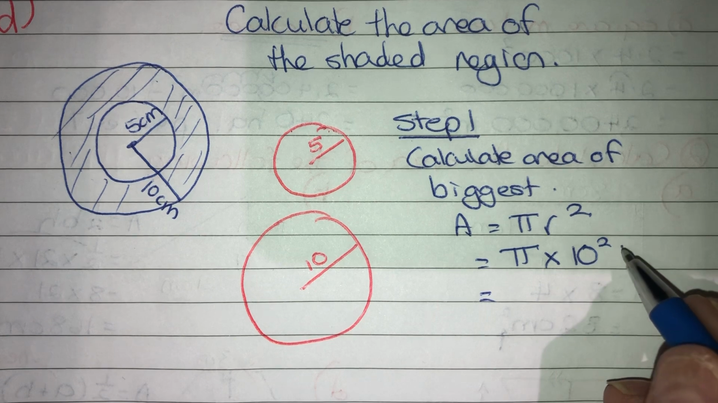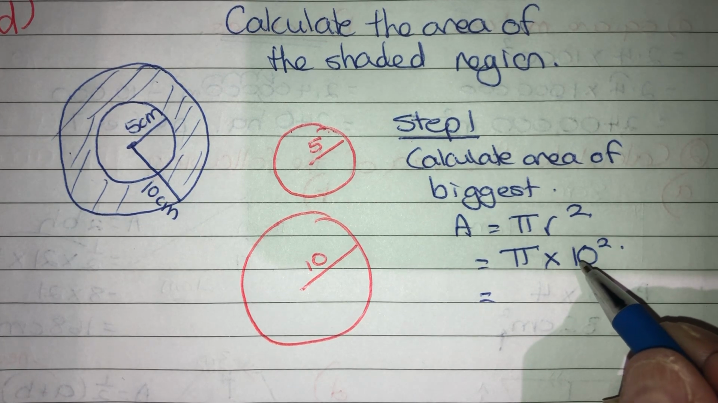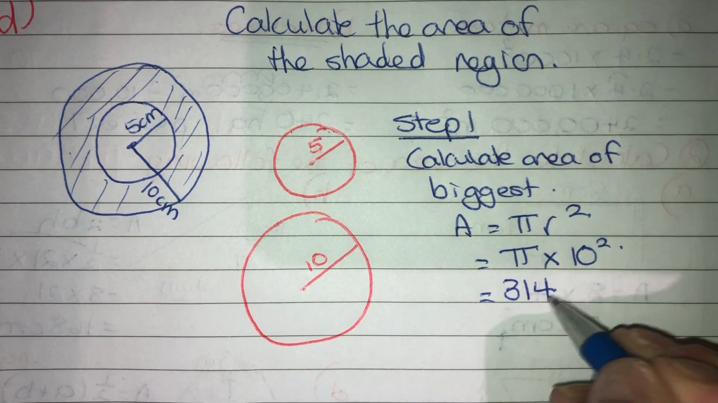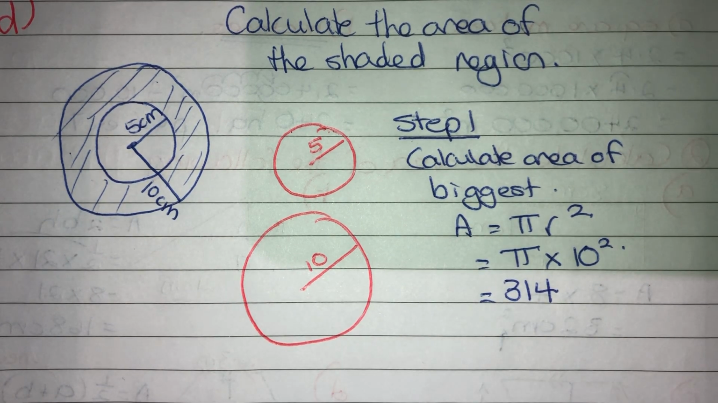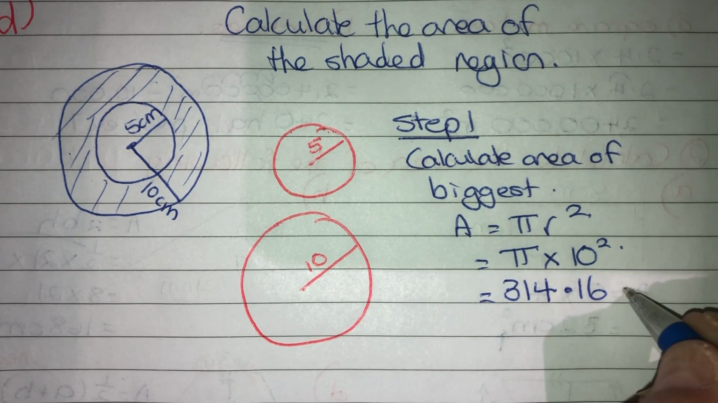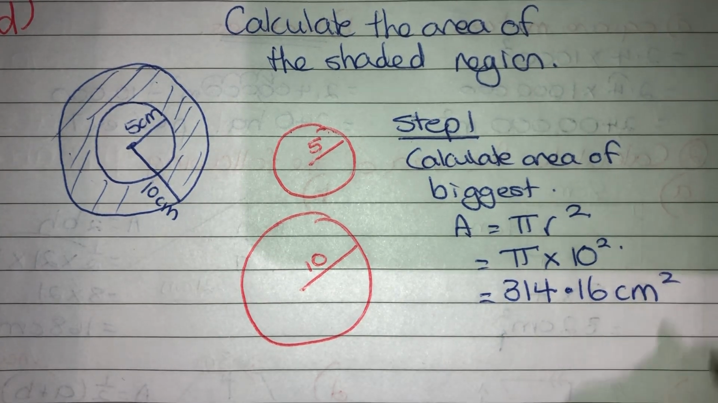Now you can put that straight into your calculator. We would have 100 times 3.14, so that's 314.16 with 2 decimal places, and of course it's centimetres squared.